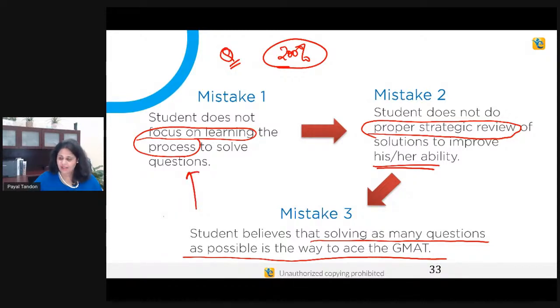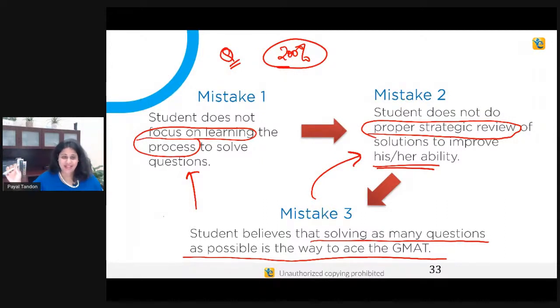Because you're not focusing on learning the process, you are not questioning the solutions that you are getting. Okay, are you getting the right kind of solutions? Just knowing what the correct answer is doesn't help you. Knowing what is the mistake in the correct answer or what is wrong in the wrong answer doesn't help you. How is it that you should be approaching those questions? That is what gets you to that next level so that you can get to that 90th percentile ability in any subsection.